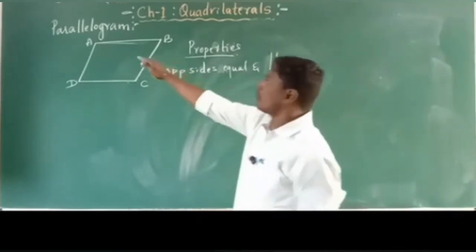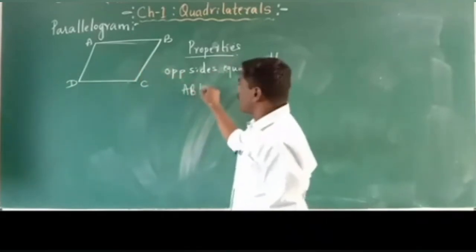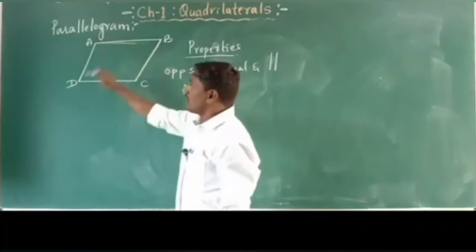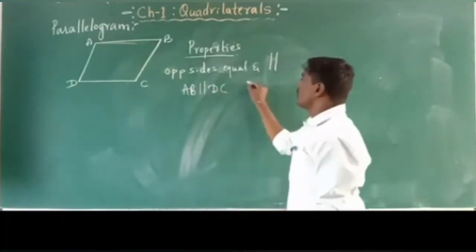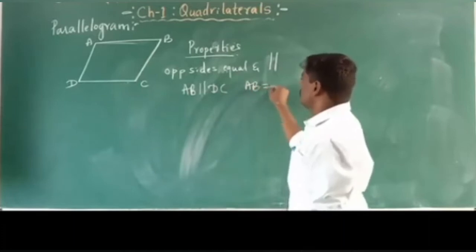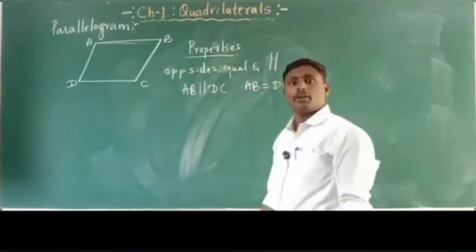So what are the two opposite sides here? AB is parallel to this line. AB is parallel to DC, and it is also equal. AB is equal to DC. This is the first pair of the parallel lines.